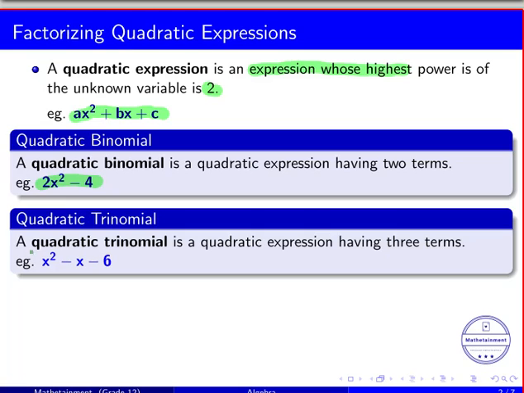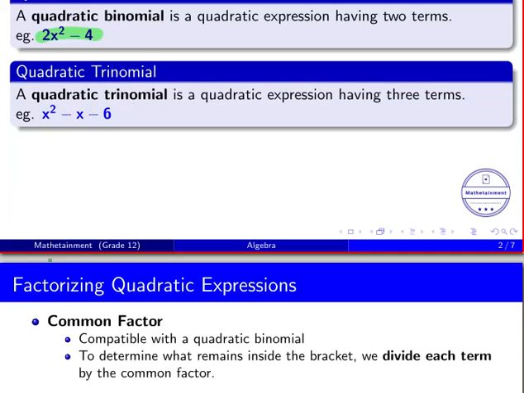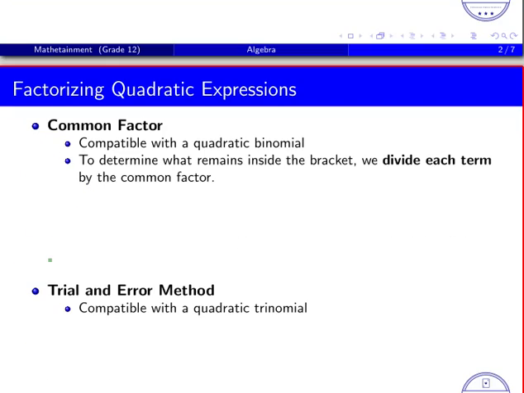And then you have what you call a quadratic trinomial. That's when you have 3 terms in your quadratic expression. Still, the highest power of x there is 2, but you have 3 terms, so you have a quadratic trinomial. How to factorize this? Well, I'm going to plug you guys with 2 methods of factorizing this. The one is what you do when you find a common factor, and the other one involves what you call a trial and error method.